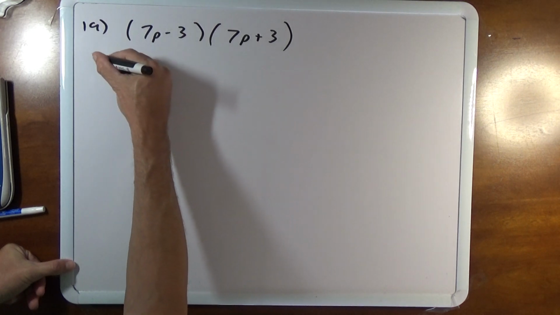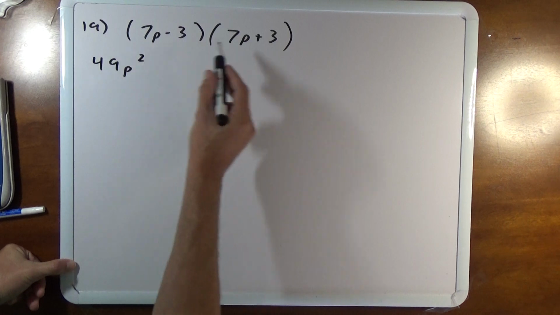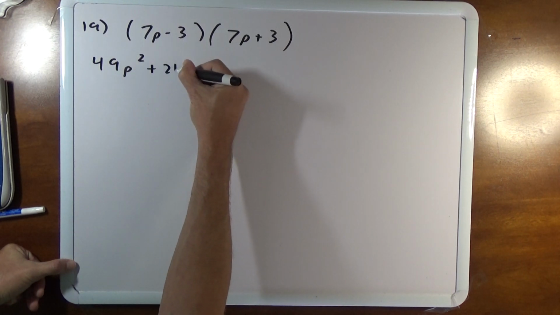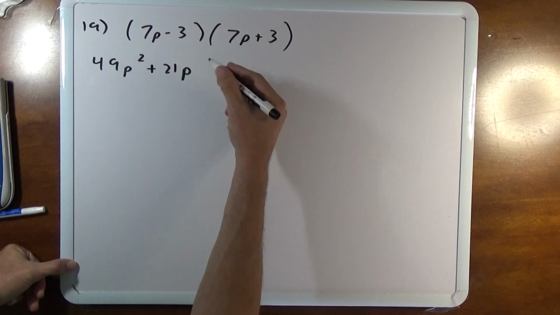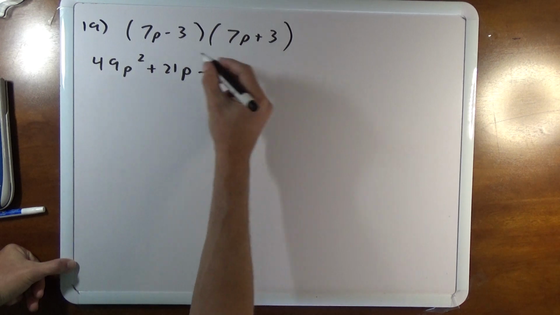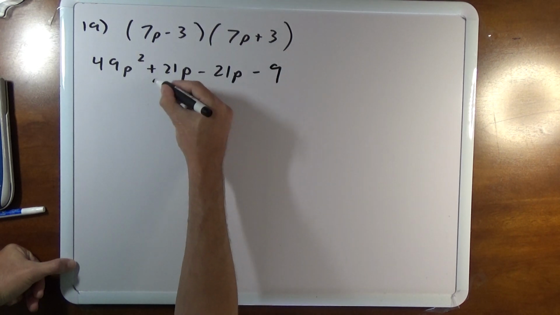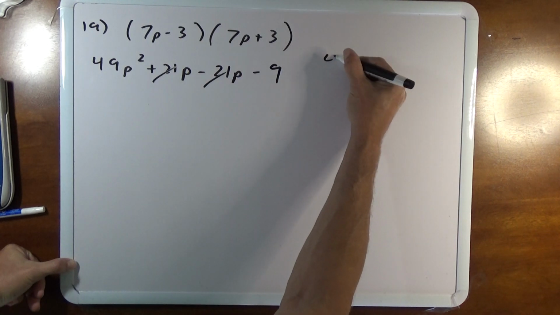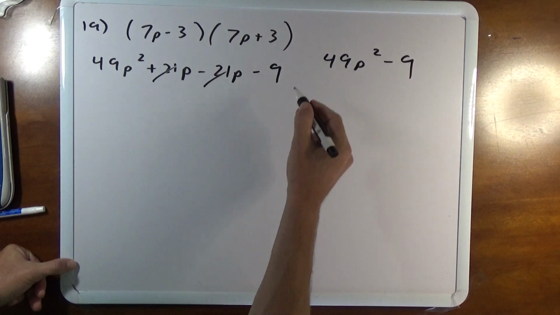7p times 7p is 49p squared. Outside is 7p times 3, 21p. The inside will be minus 7p times 3, minus 21p. And then negative 3 times 3 is minus 9. So these will cancel, and I get 49p squared minus 9.